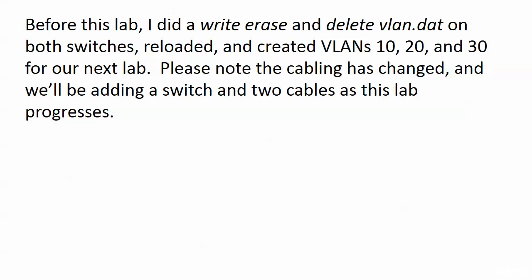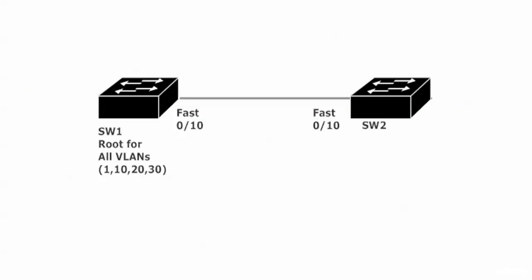And before this lab, I did a write erase and a delete vlan.dat on both switches involved, because we're going to start with 2 and work our way up to 3 switches in this lab. Reloaded them and created VLANs 10, 20, and 30 for this lab. And please note the cabling has changed from the previous one. And as I mentioned, we'll be adding a switch and a couple of cables as this lab progresses. But right now, it's as simple as it gets.